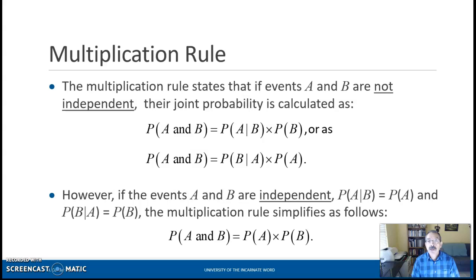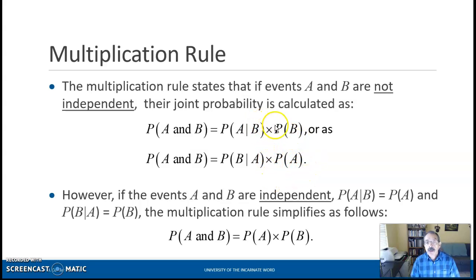In this case, we're looking at two events, A and B. And in the first part, we're looking at when these two events are not independent. So the joint probability of events A and B can be calculated as the probability of event A given event B times the probability of event B, which is the one we're conditioning on. Or you can calculate the joint probability by multiplying the probability of event B conditioning on event A times the probability of A. And here we're conditioning on A, that's why we multiply by the probability of A.